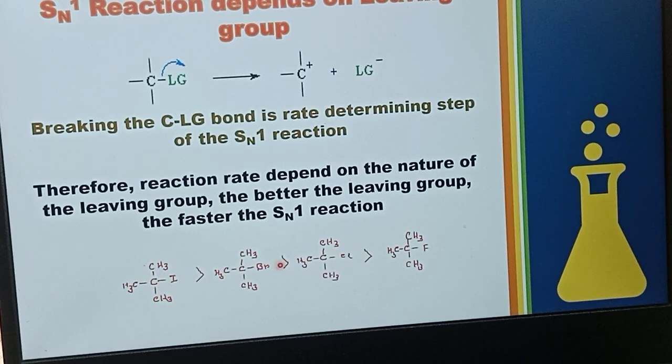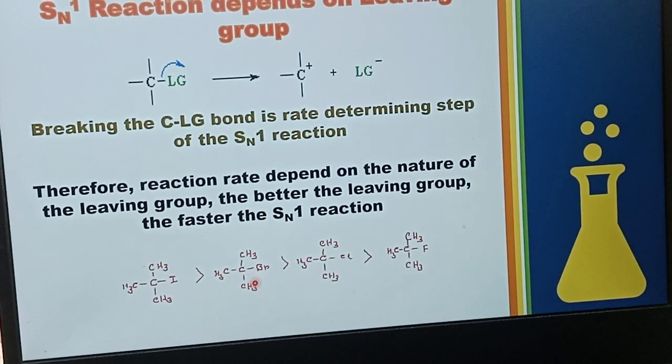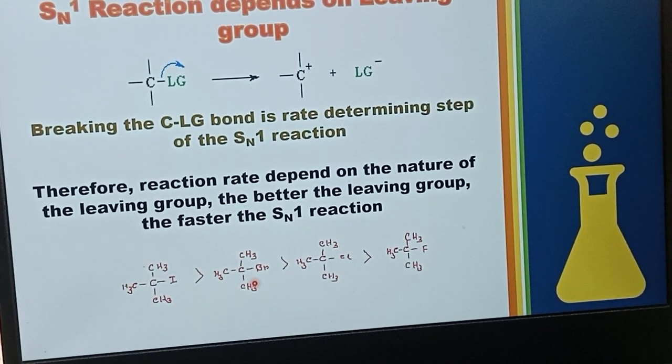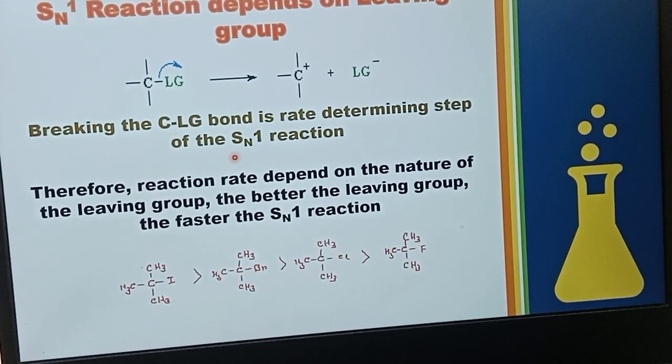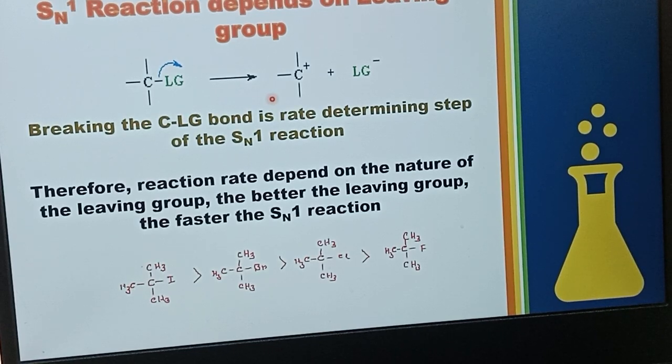If I compare these two, iodo and bromo, we can see iodo will be faster than bromo. It is a comparison, but the RD step is the same. For both cases, the RD step is the same. Clear? So we can say that the rate determining step is the step which decides the rate of that reaction. No, no, that is definitely correcting whatever you told. The rate determining step is that which actually decides whether the rate will be faster or slower.